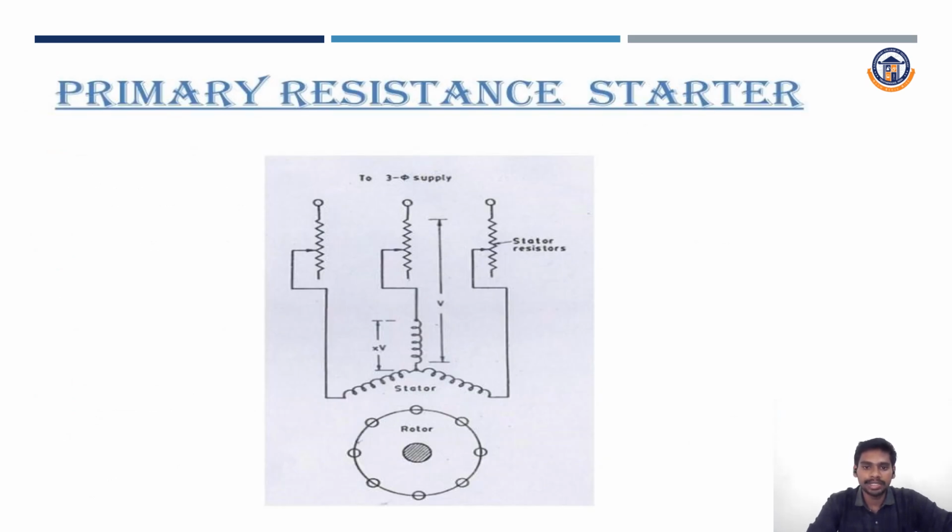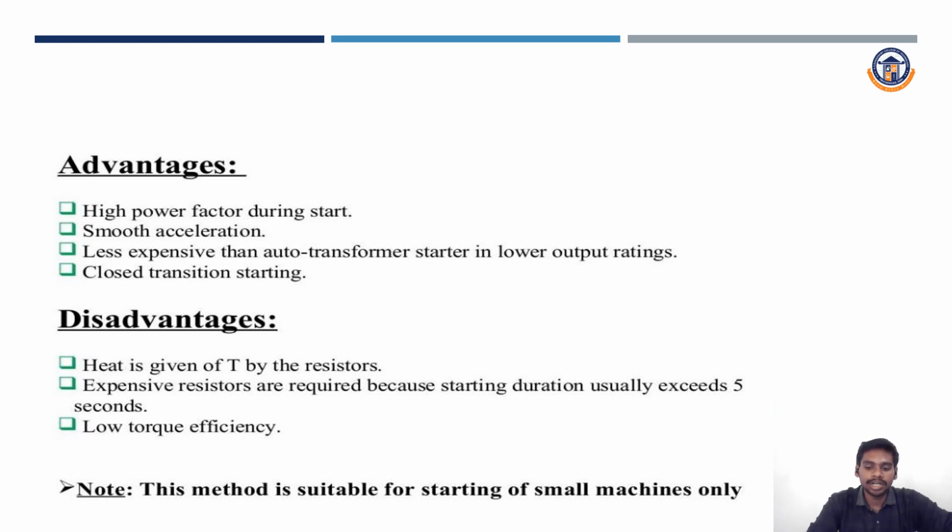Next one is the primary resistance starter. Nowadays this kind of starter is not used in wider areas, so we see about the advantages and disadvantages alone. The advantages of the primary resistance starter are high power factor during start, smooth acceleration, and less expensive than auto transformer starter in lower output ratings. Closed transition shorting. Disadvantages: heat is given off by the resistors. Expensive resistors are required because starting duration usually exceeds 5 seconds. Low torque efficiency. This starter is exclusive for small machines only.